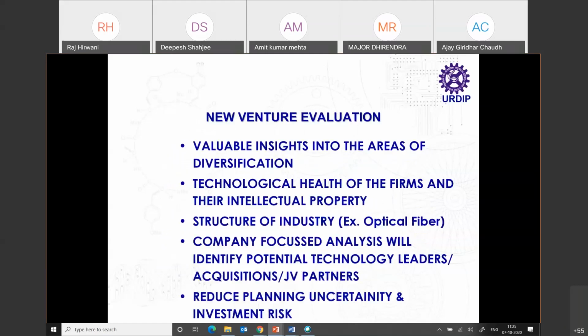IBM 75%. So you get to see a valuable insight into the area of diversification. You look at IBM portfolio, you see a significant, quite a good number of patents in life sciences. You wonder, computer hardware and software company, what is it doing in life sciences? Human genome being decoded, genomic analysis requires high computing power.